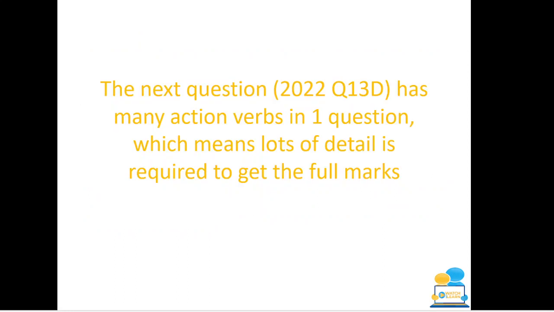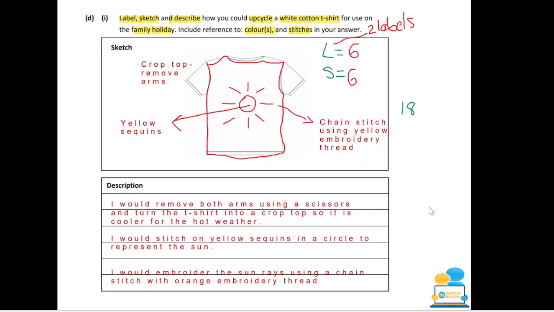So the next question is from 2022, and it is from question 13D. There are many different action verbs within the one question, which means that it is a trickier question because it's really looking for the student's attention. It's looking to see, can you actually achieve the detail?